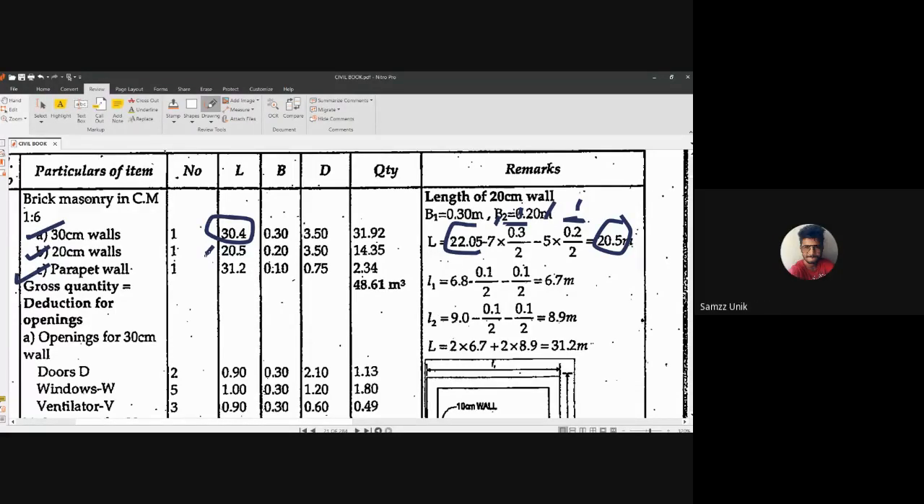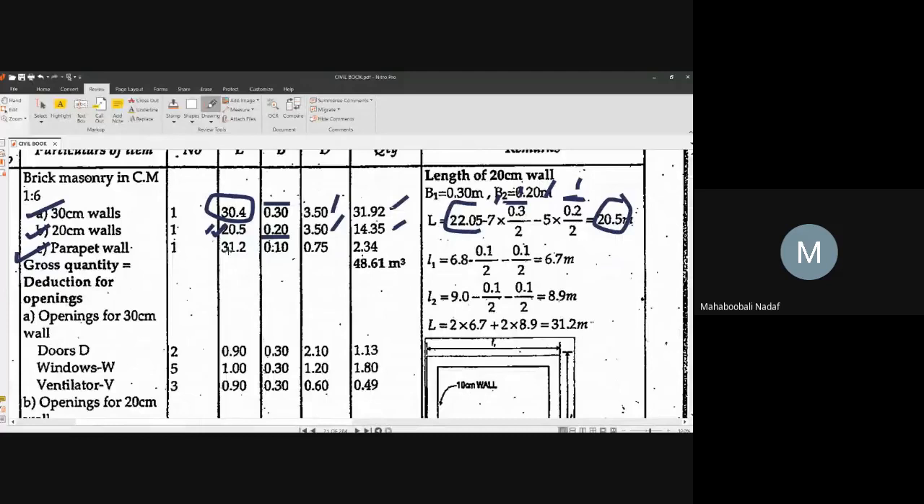So that 20.5, I have written it here. Other dimensions are seen from the cross section. One is 0.3 width, another is 0.2 width. Height of the wall remains the same, that is 3.5. You are getting the quantity.